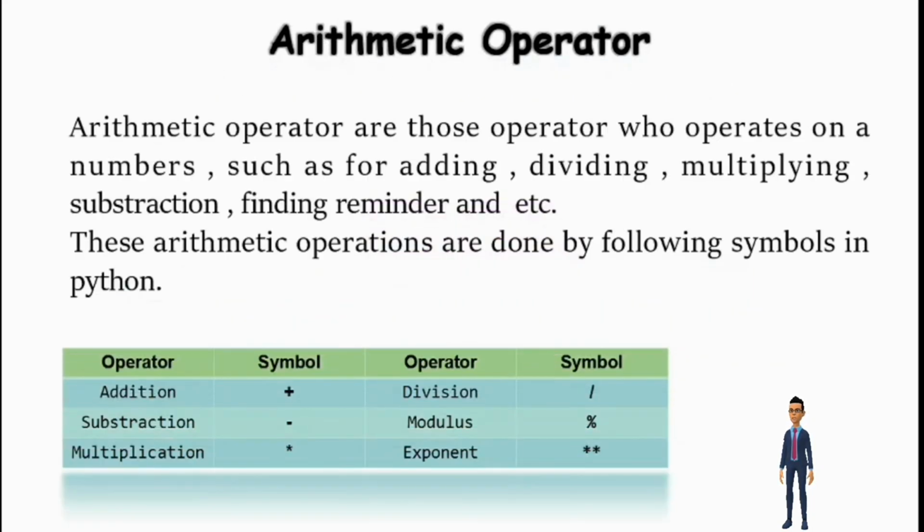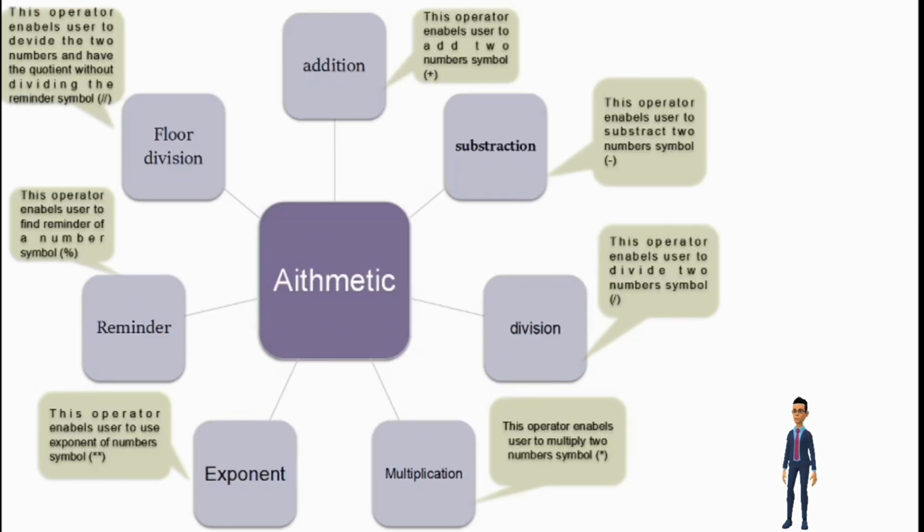Arithmetic operators are those operators which operate on numbers, such as for addition, subtraction, multiplication, division or finding the remainder. This table shows some arithmetic operators. Here are some descriptions of arithmetic operators.